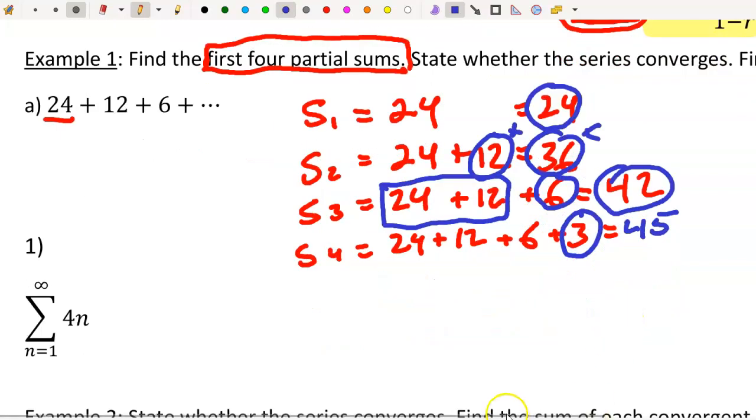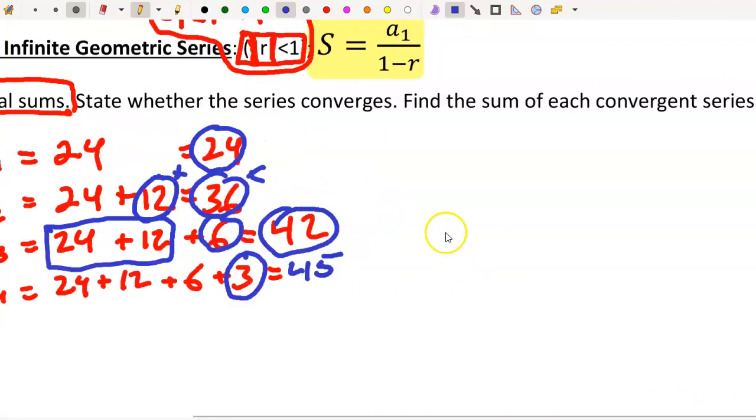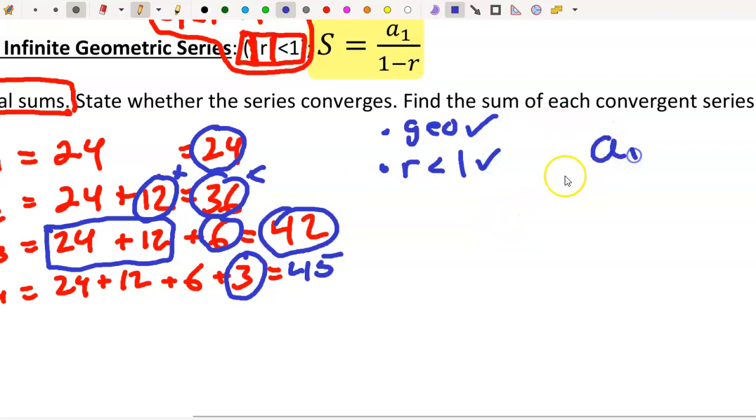And then, of course, it says, well, what happens if you add it up all the way? Right? So, we do know it's geometric, right? Because it's going down by a half each time. And we do know r is less than 1, right? So we establish it's geometric, check. Establish r is less than 1, check. So you can use the new and improved infinite formula and see what the sum is.